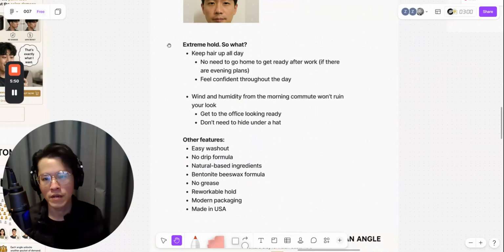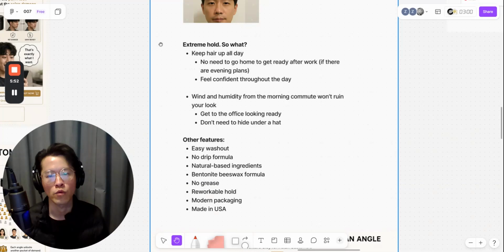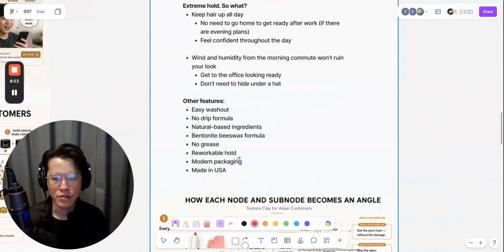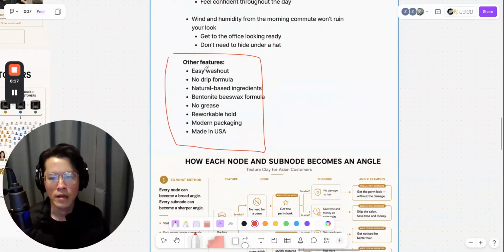Blasting through this, the next one here is extreme hold as one of the features. So what? We can keep the hair up all day and we can go out after work without having to prepare our hair one more time. So you can also feel confident throughout the day. So these are all different angles for this one feature. All right, in addition to that, these are all the additional features that we can go into. And if we go through this process, we can come up with 30, 40, 50 different angles.